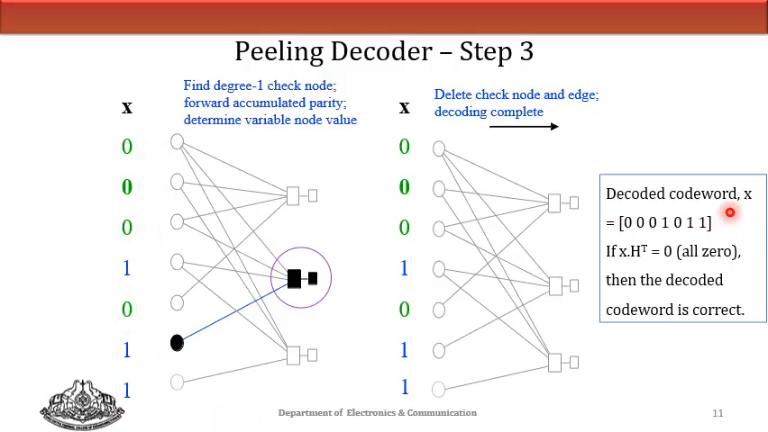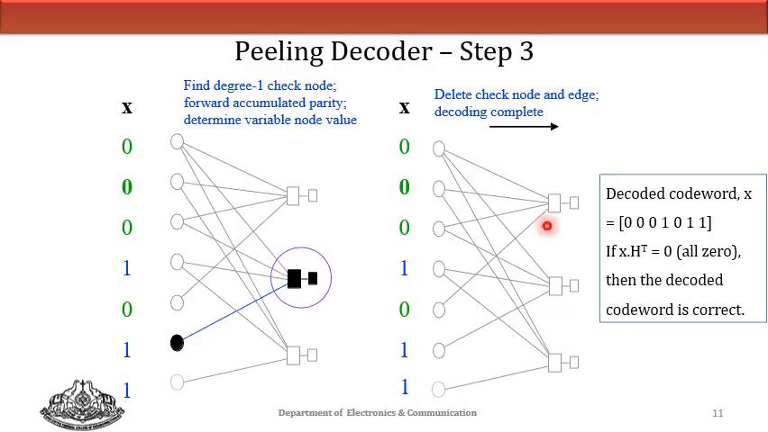So this is the decoded code word 0001011. If x is the decoded code word, then how can you find whether the decoded code word is correct or not? By simply computing the code word x into h transpose is equal to 0. Similarly, here x into h transpose should be equal to 0. Then only we can say that the decoded code word is correct.